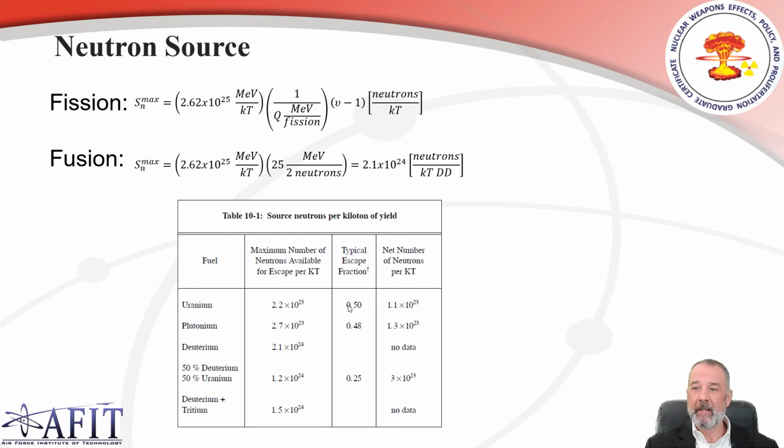And then finally, for DT, we know how many neutrons can escape, but there is no available data for what percentage of those actually do escape and then yield per kiloton. Because in DT, you're looking at a thermonuclear weapon for the most part. So our neutron sources are a bit harder to characterize when we move out of the pure fission weapon realm. If we're just talking about fission weapons, though, we got you covered.